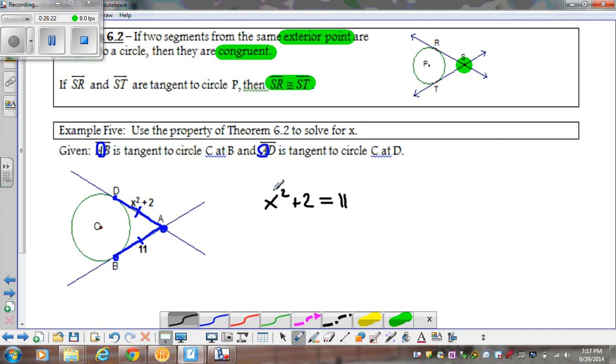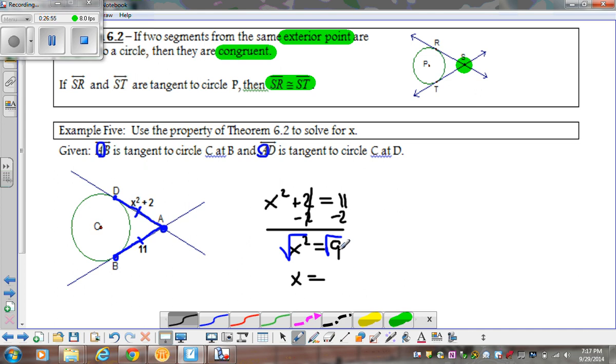If we just go through and use our basic algebra skills, let's subtract a 2 from both sides, because again, we want to get x by itself. So those are going to cancel there. 11 minus 2 is 9. So x squared equals 9. From here, to get x by itself, anytime we have something squared, we take the square root. So I'm going to take the square root of both sides. When I do that, the square root of x squared is going to give me x equals.